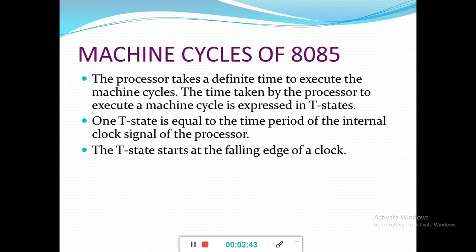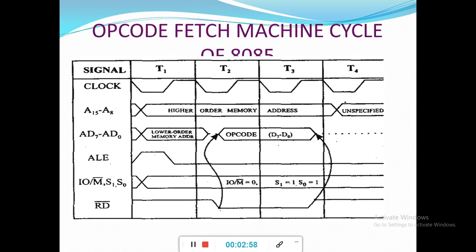The processor takes a definite time to execute a particular machine cycle. That time is defined by the term T state. One T state is defined in terms of a time period that depends on the internal clock of the processor. The T state starts at the falling edge of a clock. Suppose for the opcode fetch operation of a machine cycle for 8085, the clock will remain constant. It will be T1, T2, T3, T4.